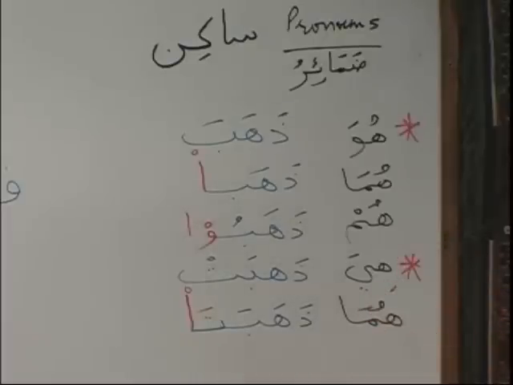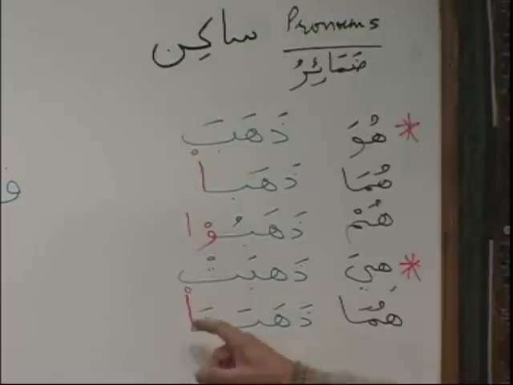Otherwise, the fa'il can be a noun, a proper noun. Because zahaba Muhammadun, so Muhammadun is the fa'il. If you ask, who went? Muhammadun, then you'll say Zahaba. Now the fa'il is the dhamir, Huwa. Okay, fine. Now these are called sakin dama'ir, and they are sakin pronouns.